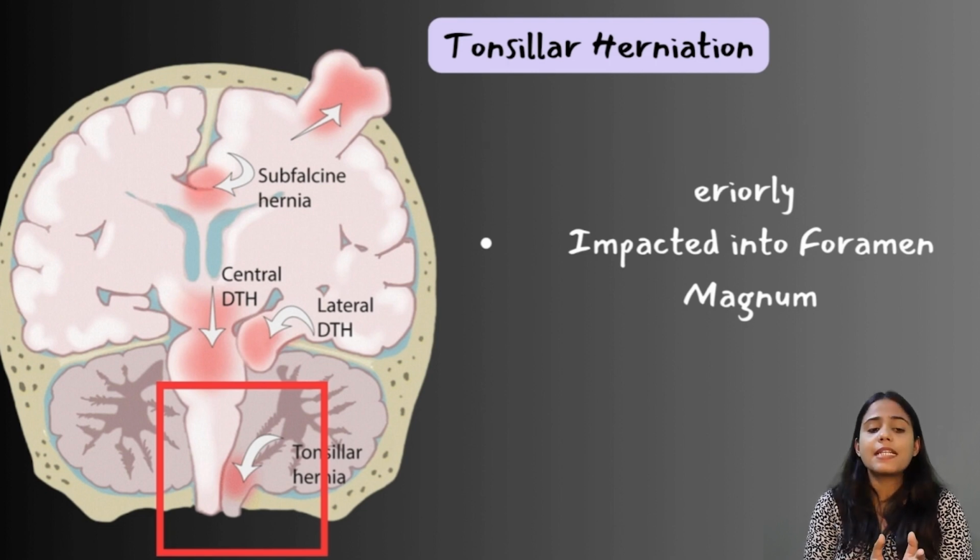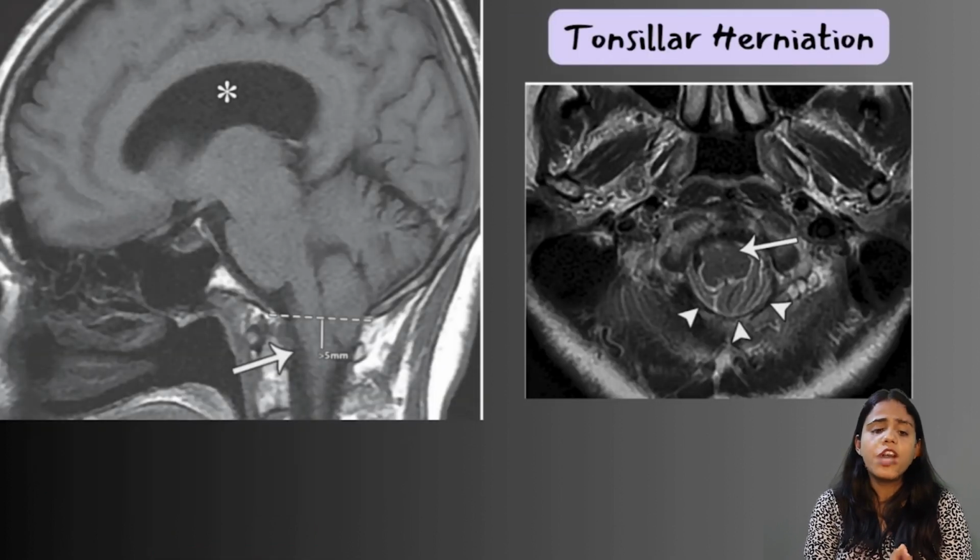The image on the left hand side is a sagittal T1 image, where the tonsil is seen to be inferiorly displaced by more than 5 mm below the foramen magnum. The medulla is displaced anteriorly. The right hand side image is an axial T2, where we see that in the foramen magnum, the CSF spaces have been effaced.